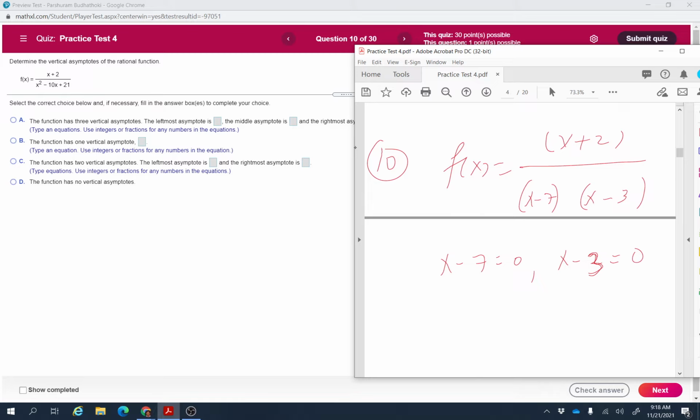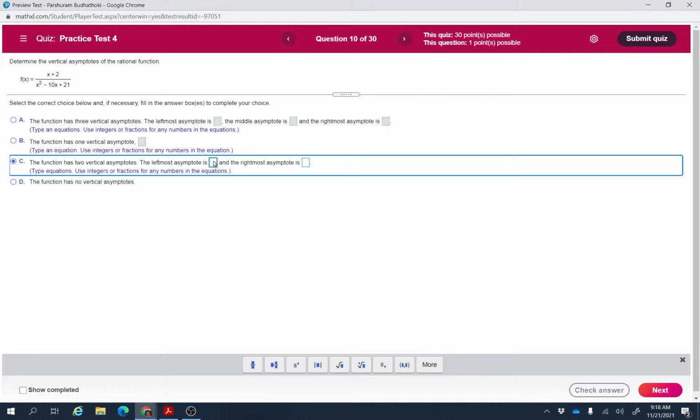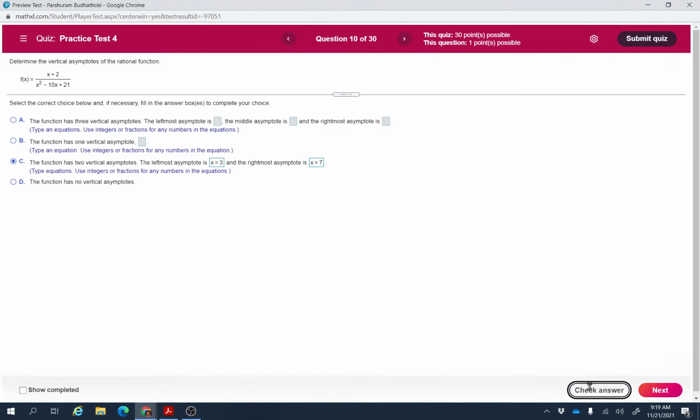But there is nothing common, so just solve them and it will give you two vertical asymptotes, x equal to 3 and x equal to 7. The function has two vertical asymptotes. x equal to 3, that's the leftmost asymptote, and x equal to 7, that's the rightmost asymptote.